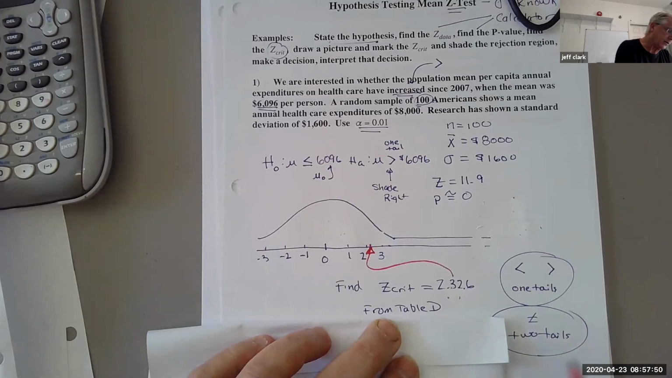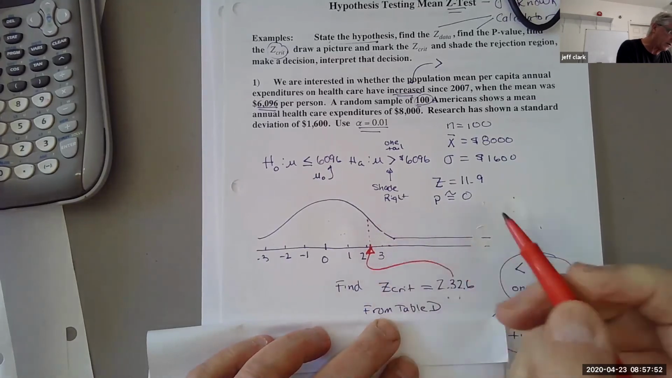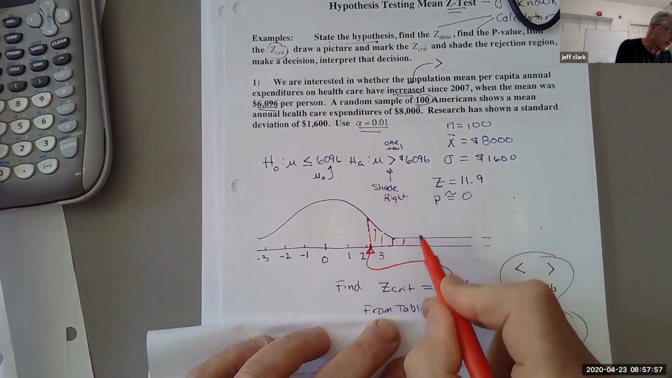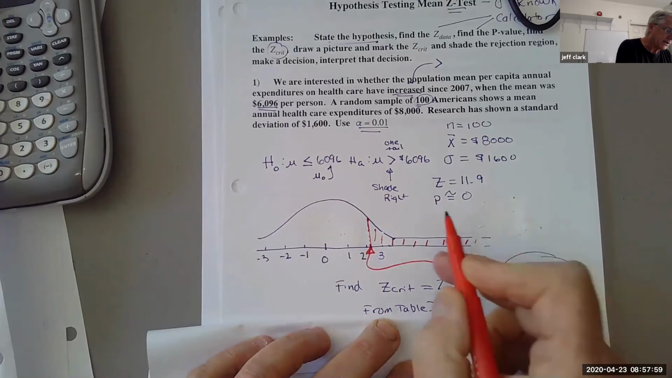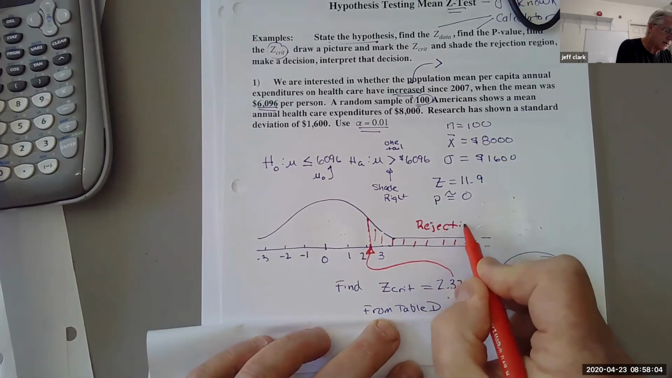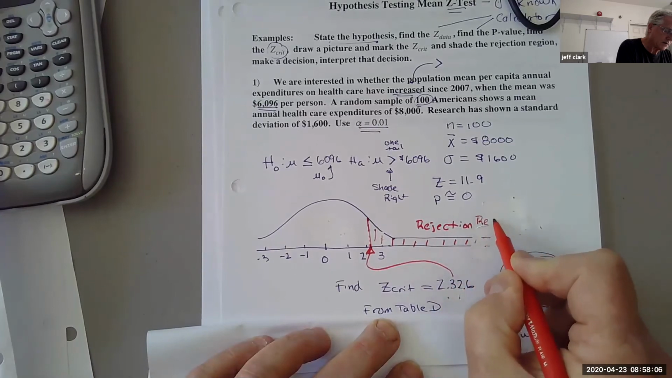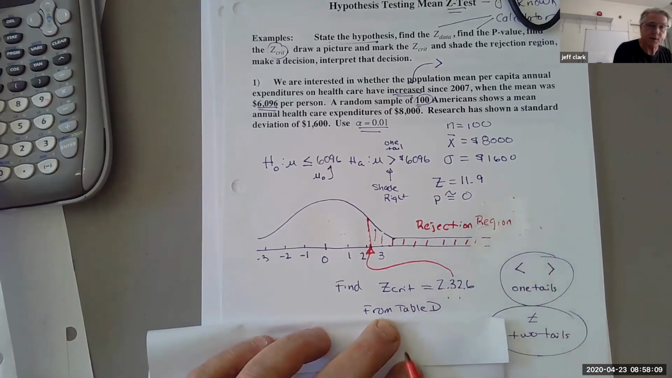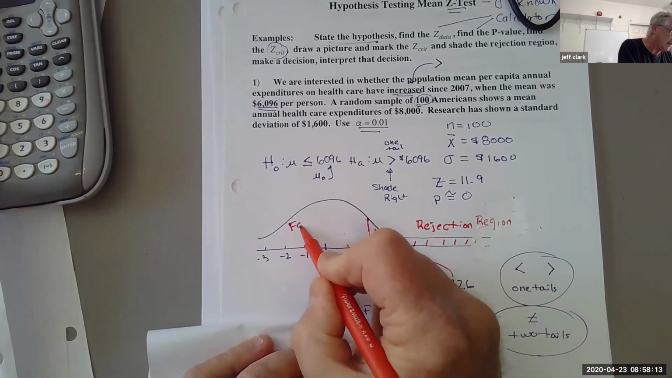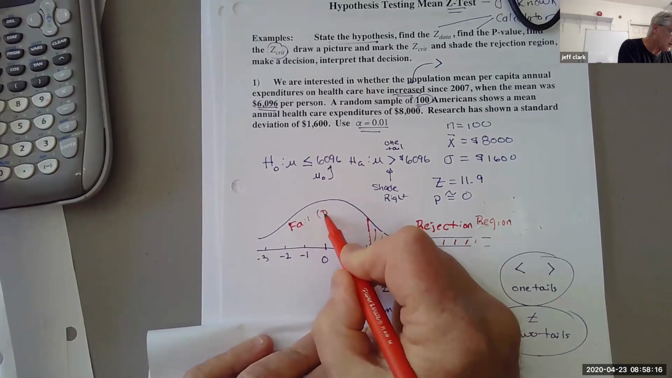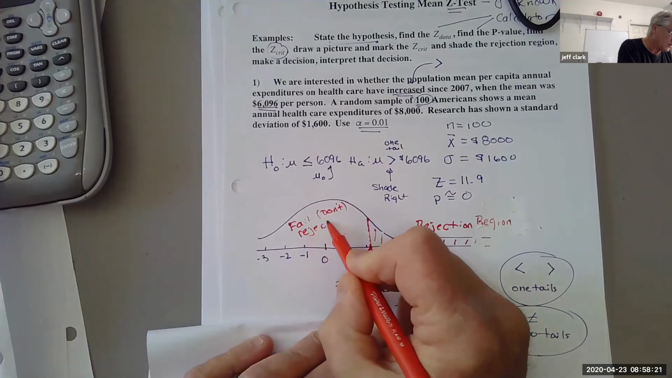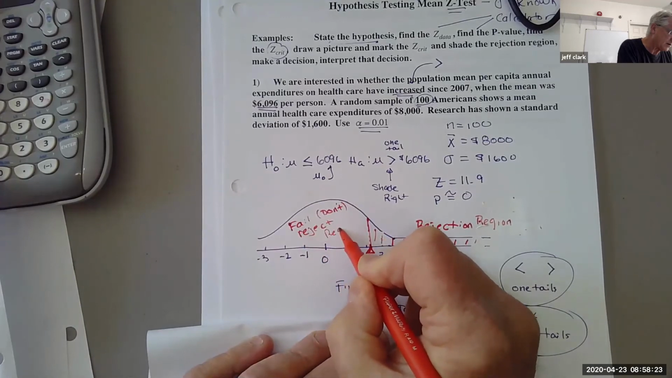So what you're going to do is put in an open or solid line, doesn't matter, and you're going to shade to the right because it says greater than. And this is called your rejection region. Shaded region is always the rejection region. Sometimes they say fail or don't reject region.